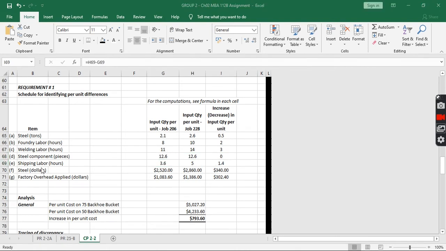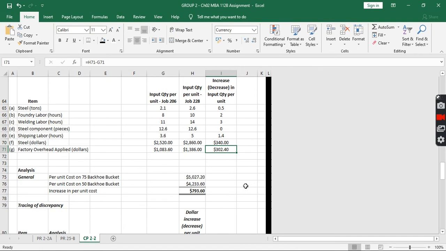For steel, a while ago we used tons, now we are using dollars to actually give us a clear picture on what changes on a per dollar basis happened. So an increase of $340 was observed. And for our factory overhead applied, an increase of $302.4 was observed.